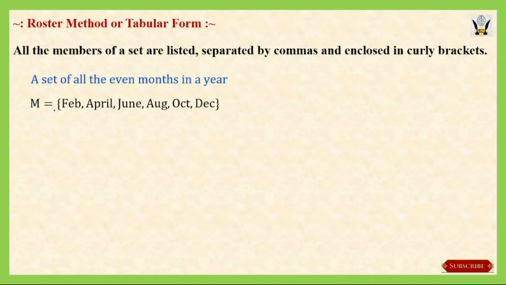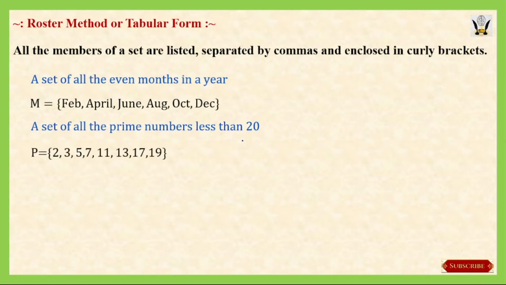So M will be equal to, then all the elements will be enclosed within curly brackets, and here we are considering all the even months in a year. In a year we have 12 months, and out of them 6 months are even months, so it will start from February and end at December, and all the elements will be separated by commas. So this is how we represent a set using the roster method or tabular form. Then another example: if we take a set of all the prime numbers less than 20, how will it be represented?